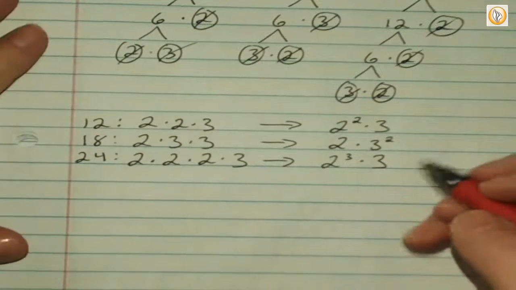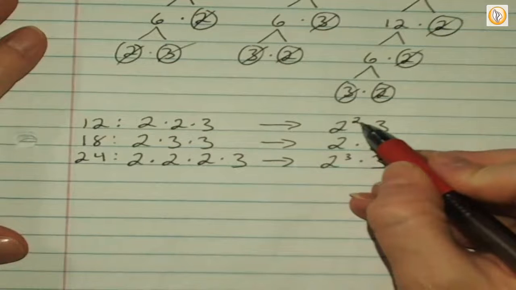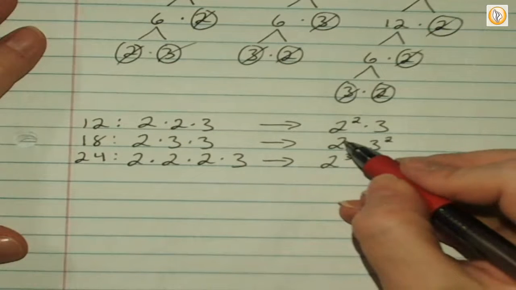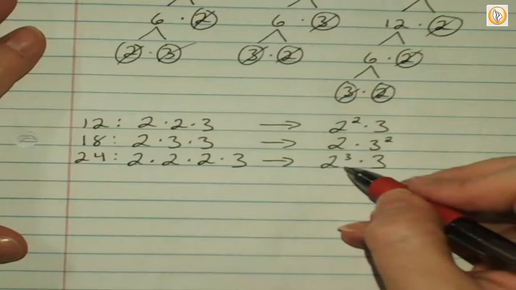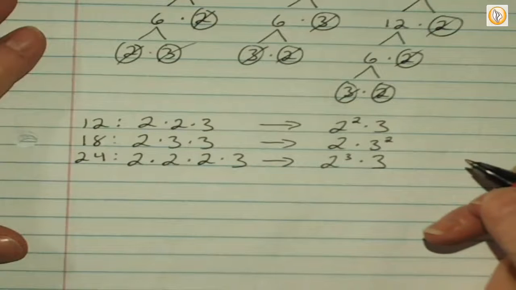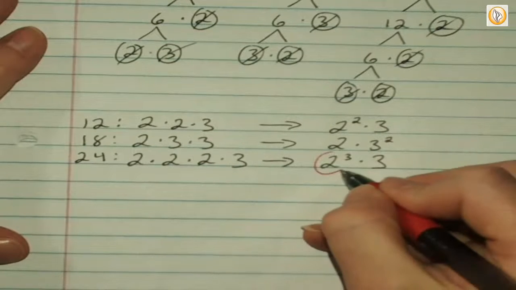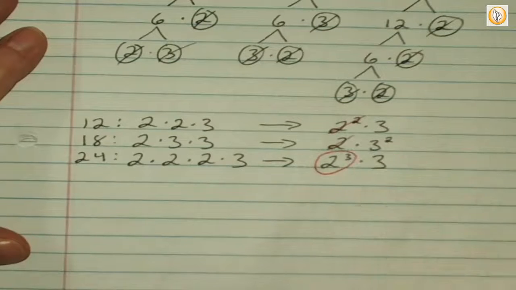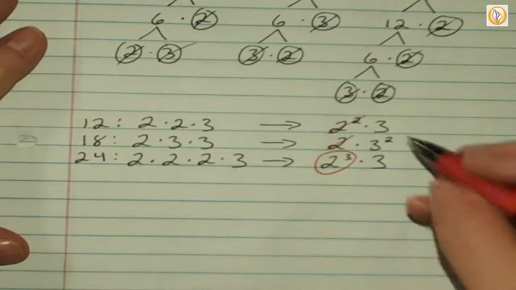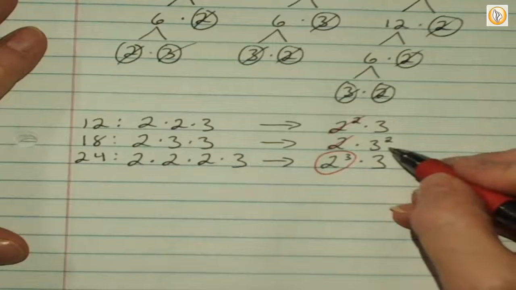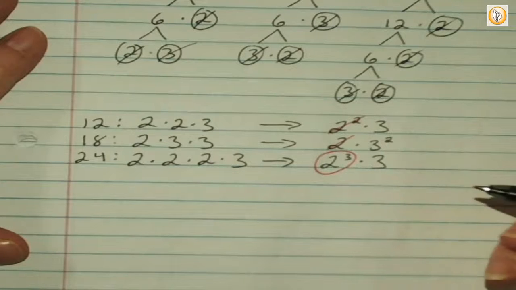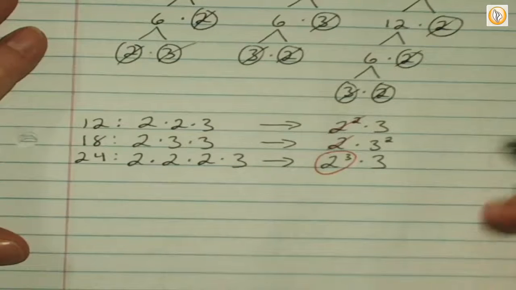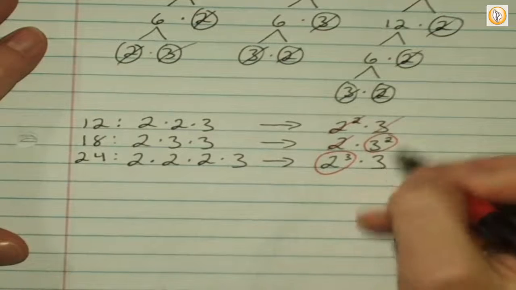Now, I have 2 to the second power, 2 to the first power, and 2 to the third power. Which one, Natalia, do I circle? 2 to the third power. Yes, ma'am, because it is the highest power. And I'm crossing out the others. Tanner, I have 3 to the first power, 3 to the second power, 3 to the first power. Which do I circle? 3 to the second power. And cross out the others.